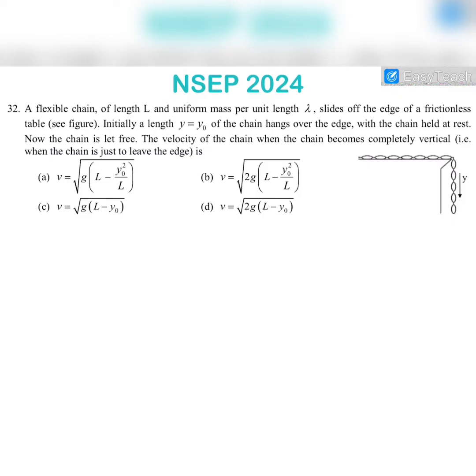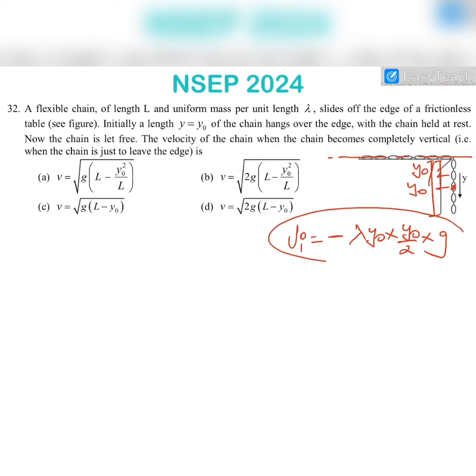So we know that obviously in this situation this is y0, and the initial potential energy, considering the table as the reference, will be negative. The potential energy of the chain which is kept on the table will be 0, but the potential energy of this hanging part of the chain will be negative because it is below the reference line. This depth, which is the depth of the center of mass, is y0 by 2, and the mass of this part is lambda y0, so the potential energy is minus lambda y0 into y0 by 2 into g. So this is the initial potential energy of the chain.